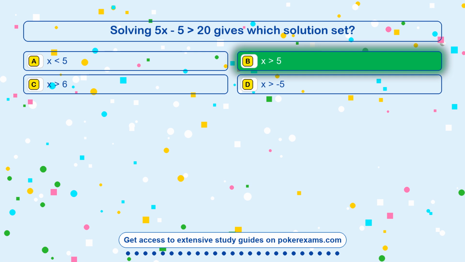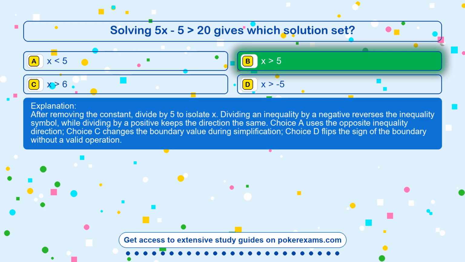The correct answer is option B, x > 5. After removing the constant, divide by 5 to isolate x. Dividing an inequality by a negative reverses the inequality symbol, while dividing by a positive keeps the direction the same. Choice A uses the opposite inequality direction. Choice C changes the boundary value during simplification. Choice D flips the sign of the boundary without a valid operation.